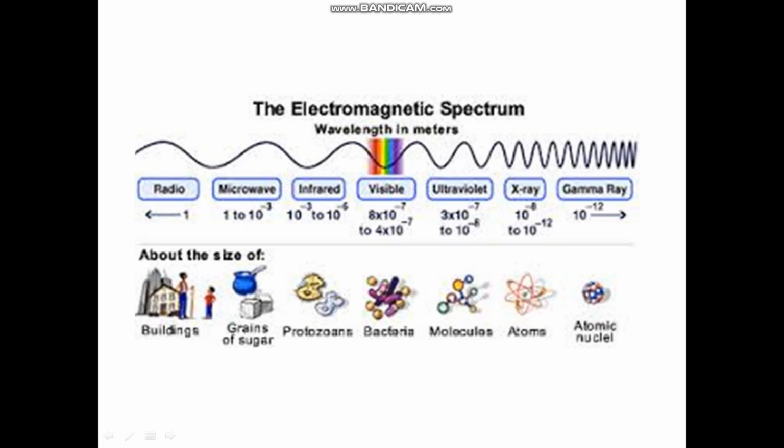If you look at the size, this is the comparison. This is how we can picture the size of each electromagnetic wave. The radio wave is about the size of buildings. Microwave is about the size of grains of sugar. Infrared, about the size of protozoans. And visible light, about the size of bacteria. Ultraviolet light is about the size of molecules, X-rays the size of atoms, and gamma rays the size of atomic nuclei.